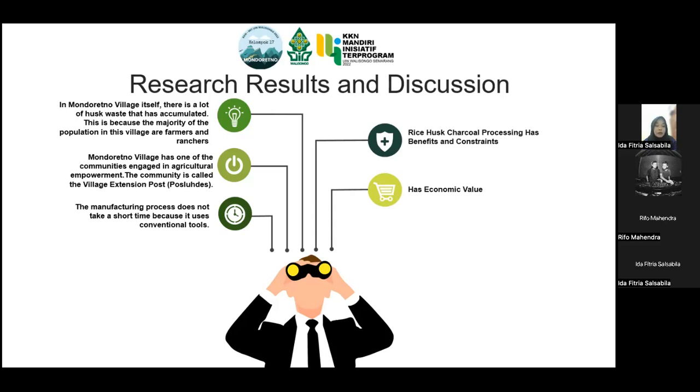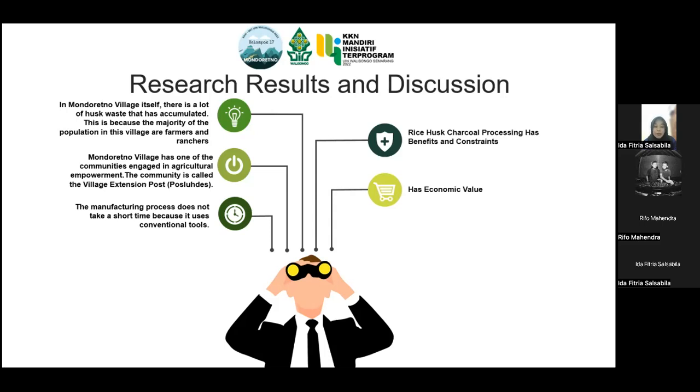And then Moderno village has one of the communities engaged in agricultural empowerment. The community is called the Village Extension Post or Poludes. The roles and functions of Poludes are maximized to accelerate the capacity building of rural communities.